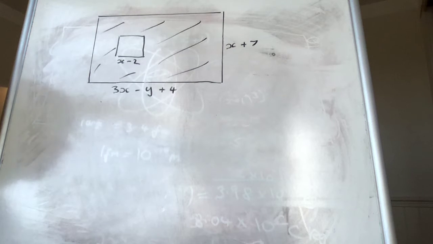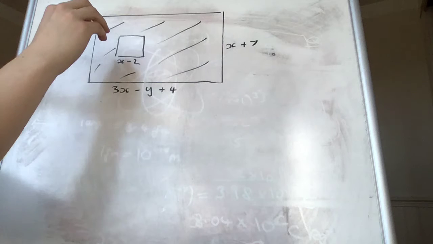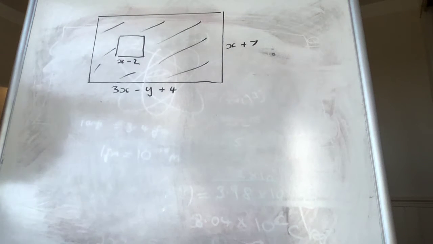This is just using the same principles from the last video on expanding brackets. So the first thing we want to do is find an equation for the shaded area. And we know that if we took the area of the big rectangle and took away the area of the little square, we would get the appropriate shaded area.